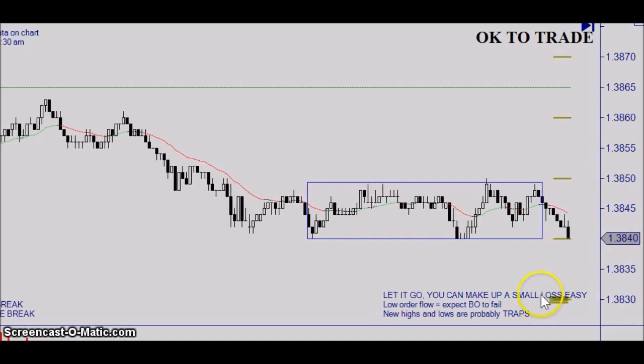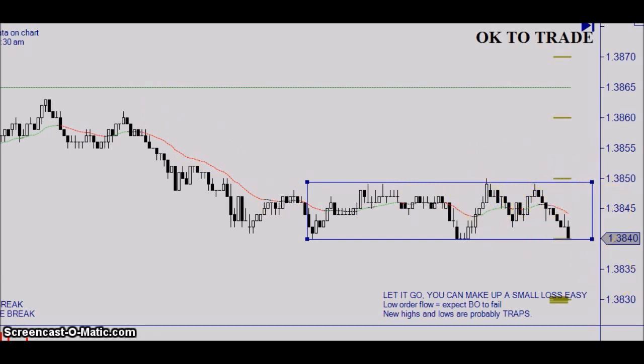As it heads back down, now I'm really paying attention, and I've got my finger right on the trigger, ready to go. I keep my box drawn out so I have it nice and clear. I've already decided that I have downward pressure from the overall move of the market. So I am intensely focused right here on this section of the chart.